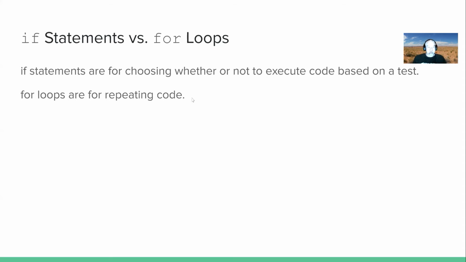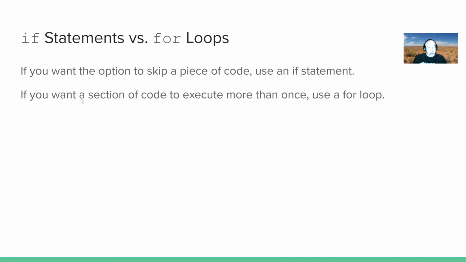For loops are necessarily for repeating code. So for loops, the code in the for loop will necessarily run, right? In an if statement, the code may or may not run depending on the condition of the if statement. For loops, the code always runs and will run as many times as you ask it to repeat in your for statement, right? If you want the option to skip a piece of code, then you would use an if statement. If you want a section of code to execute more than once, use a for loop, right? So that's what we've been talking about.